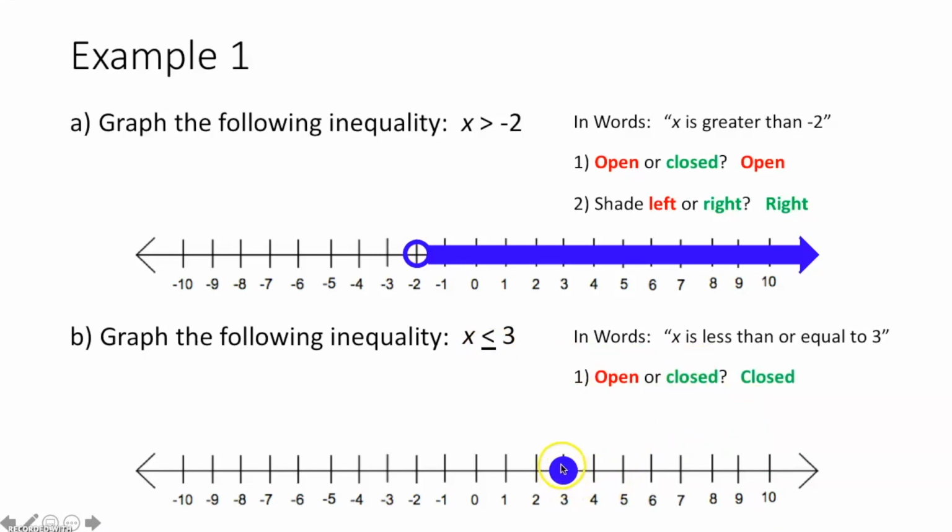So we go down to 3, put a closed circle. Next, are we going to shade to the left or the right? Well, since it's x is less than or equal to 3, we want all the numbers less than or equal to 3. So we want 2, 1, 0, negative 1, negative 2. So all these numbers to the left.